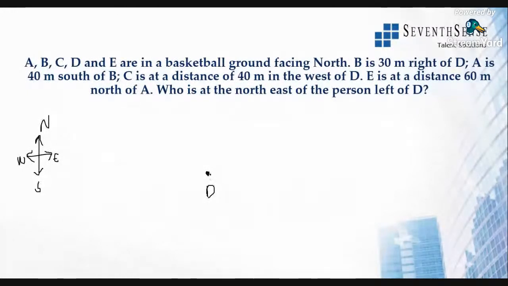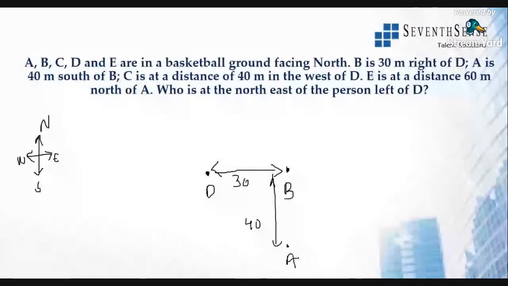So from D, right of D will be B. So right of D, in the sense B will be here. That is, B is to the east of D. Next, A is 40 meters south of B. So from B, south of B is A. So 40 meters. So this distance is how much? This distance is 30 meters. All right. Now this distance is 40 meters. It is A.